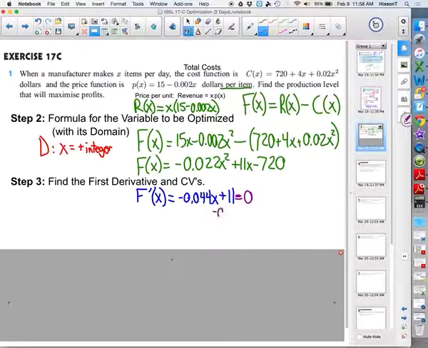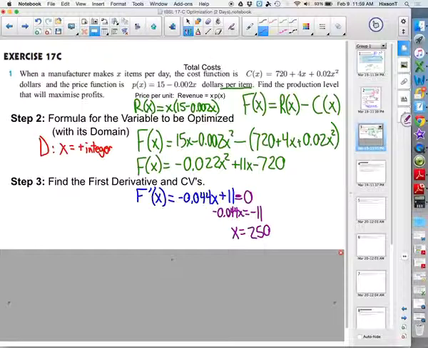So we have a negative 0.044x equals a negative 11. So we divide, and x will be a positive 250. Is it 250 exactly? Yeah. All right, so they made it work out evenly. If it had been like 250.2, then you would try 250 and 251 to see which one gave you a bigger profit. Would it normally be the lower one, or does it not matter? You would just try it, see which one worked. Okay?